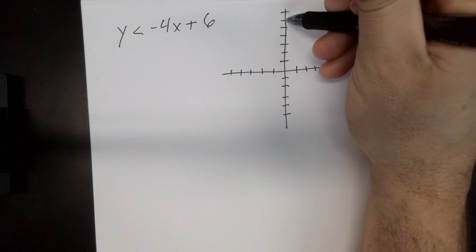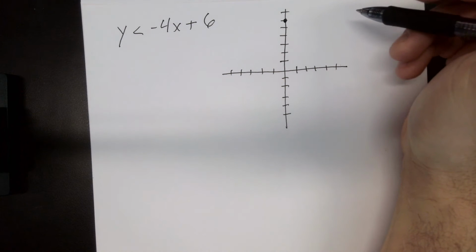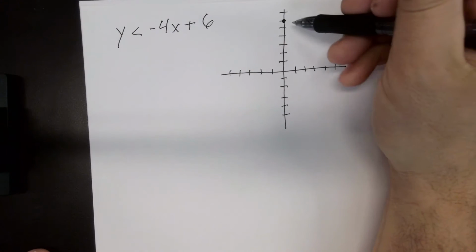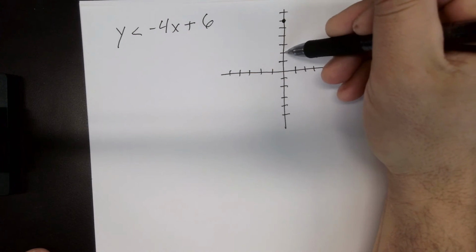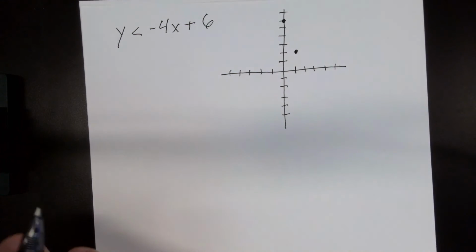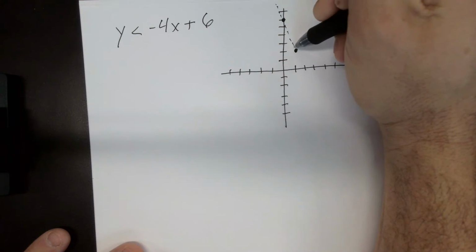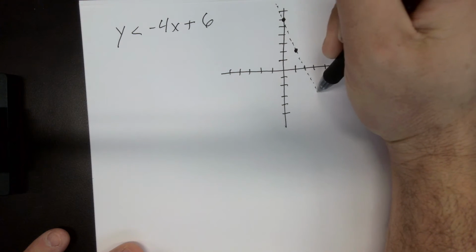Put a point at positive 6. Okay, so we're going to put the y-intercept first, which is positive 6, and then down 4 over 1. Down 4 over 1 because the slope's negative 4. Okay, now you have to register: is it a solid or a dotted line? This is dotted. The reason why you know it's dotted is because it's not equal to. So it is, in fact, dotted.